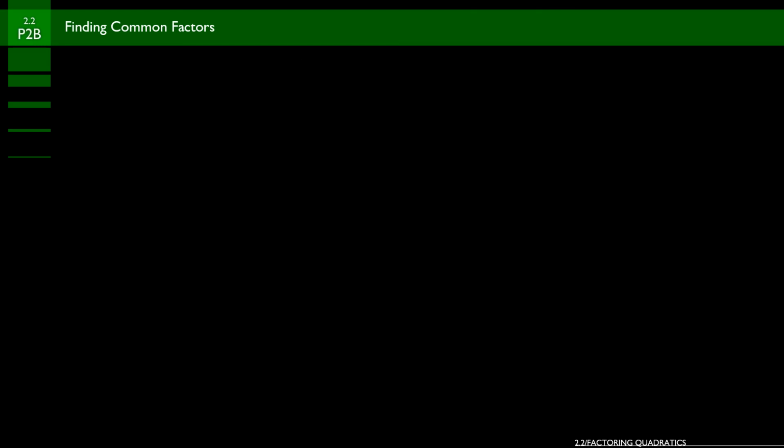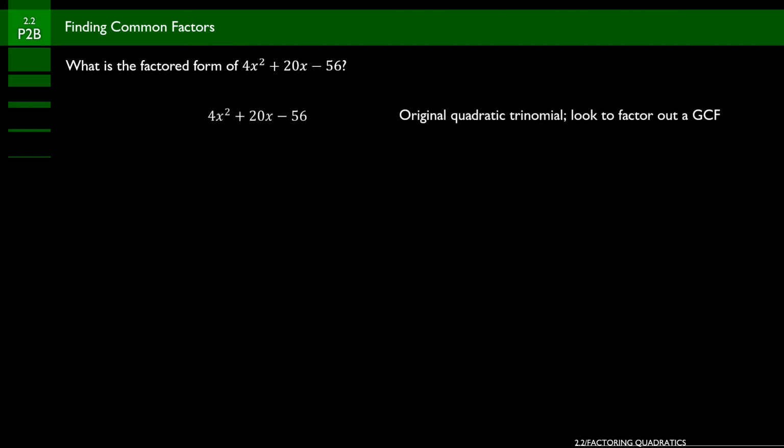In problem 2b, we're looking at what is the factored form of 4x squared plus 20x minus 56. Now, one of the rules for factoring is that you should always look for a GCF first. So we're going to take a look at 4x squared and then 20x and then 56. We only have a variable on the first term and the second term, so we can't pull out any x's. But if we look at 4, 20, and 56, the greatest common factor between those three terms is going to be 4. So we can take 4 out of each one of those. So when we do that, we're going to pull the 4 outside of the parentheses, and we're left with x squared plus 5x minus 14.